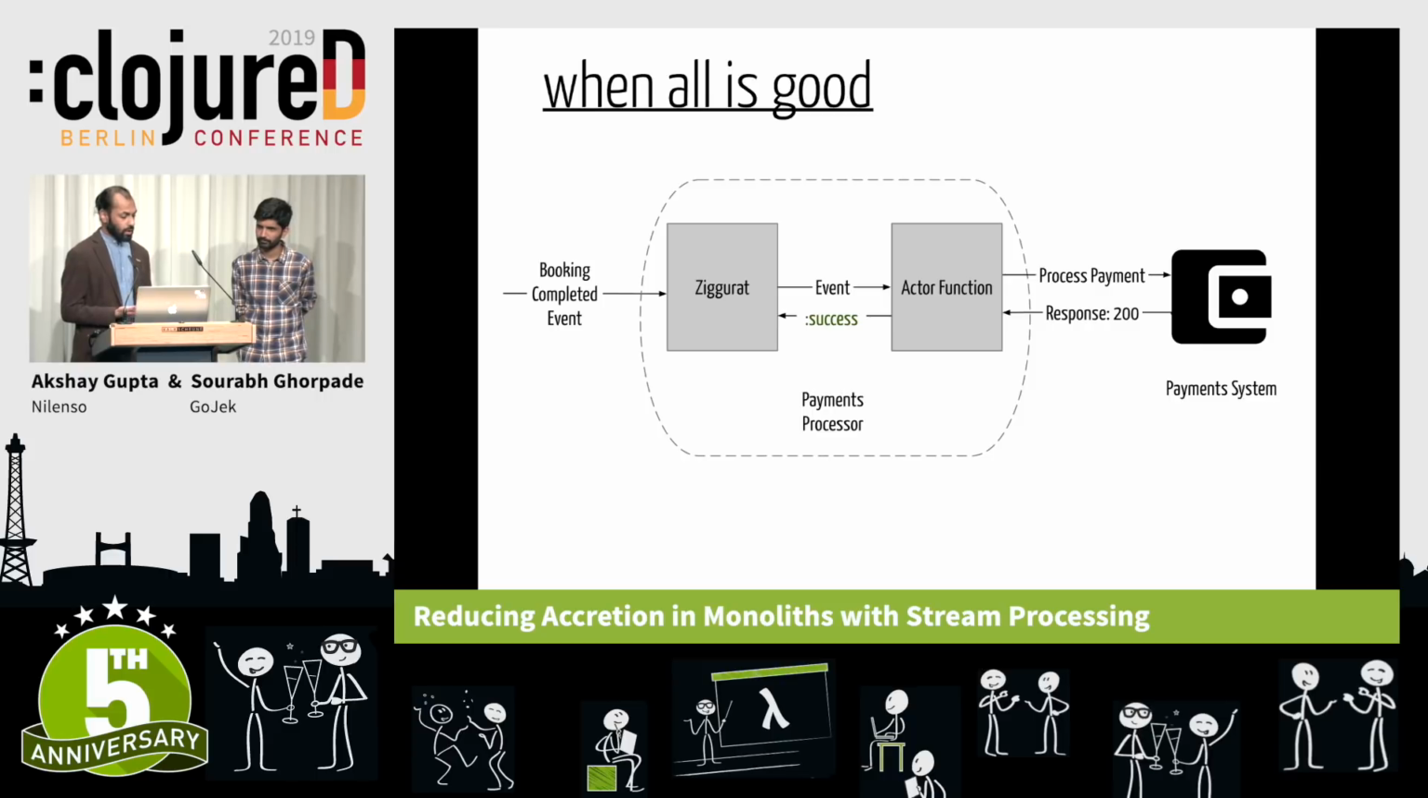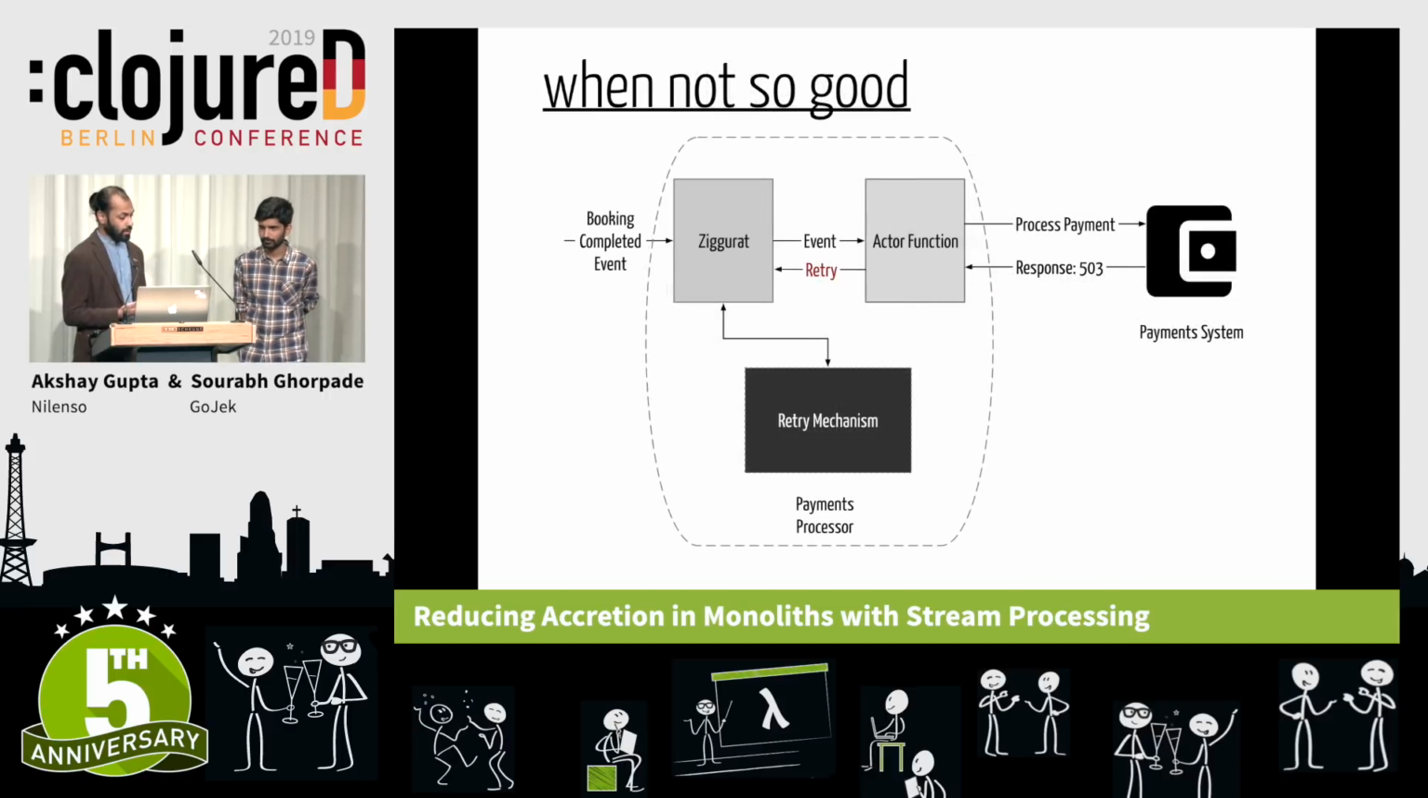So when things are all good, in practice, you would receive an event from Kafka. Ziggurat would take it, pass it over to your actor function. It would do the work, and then return a success keyword, and then Ziggurat will know that everything is good. What you can do now when everything is not so good is return the retry keyword instead, the thing that you see in the red, and it'll go into its retry mechanism.